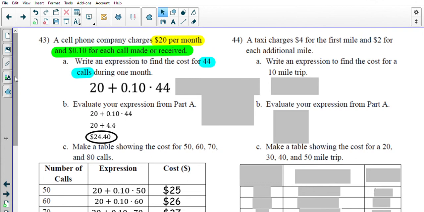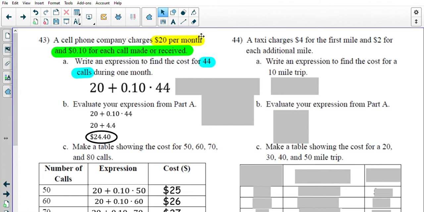Often we have similar problems. Sometimes they get a little bit more difficult. So number 44, it says a taxi charges $4 for the first mile and $2 for each additional mile. Write an expression to find the cost for a 10-mile trip.